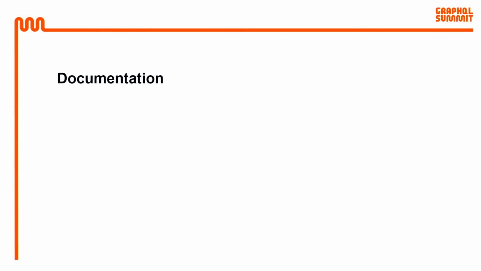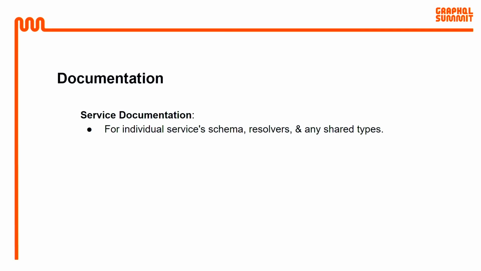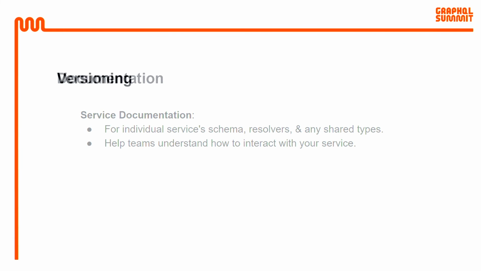Documentation is also very important. We can foster collaboration and understanding among teams using our services documentation. So create detailed documentation for each individual service, covering each aspect, such as schemas, resolvers, and any shared types. This not only simplifies integration, but also promotes collaboration and efficient utilization of services within the broader GraphQL ecosystem. Versioning is also very important.